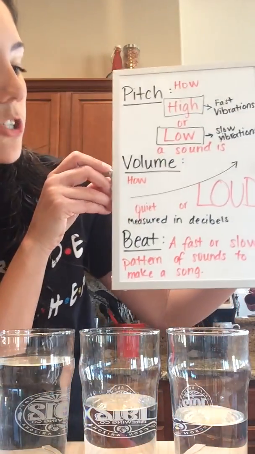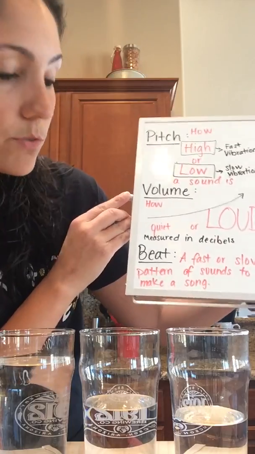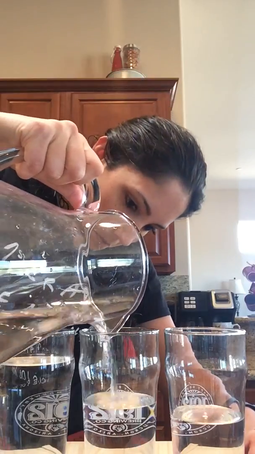And the last word that I want us to bring our attention to is beat. So beat is a fast or slow pattern of sounds to make a song. So taking my 3 different levels of water, really, that one needs a teeny bit more. I drank too much. And following a pattern, I can create my own song.